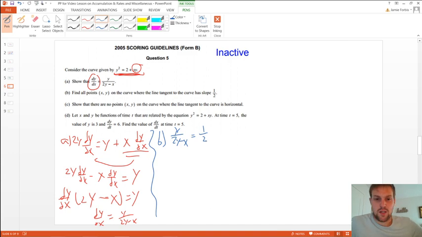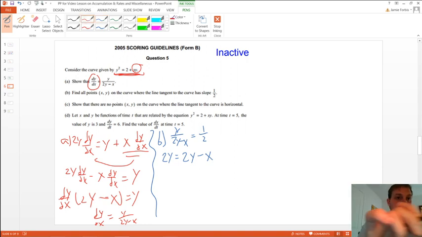In order to do this, I guess the best course of action is probably to cross multiply and try to get rid of the fractions. So it's going to be 2y equals 2y minus x. And if you notice, that worked out pretty well for us because the 2y's cancel. So I get negative x equals 0, or just x equals 0. So all the points where we have a slope of 1/2 have to happen whenever x is equal to 0.